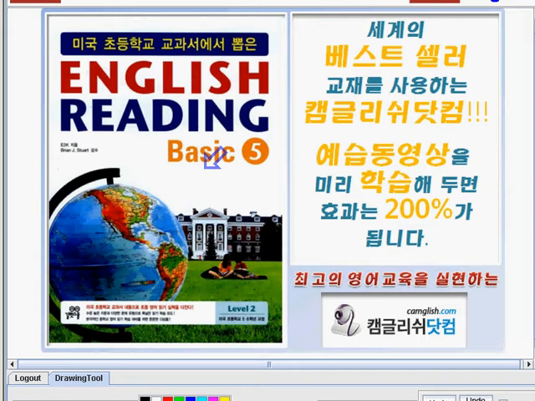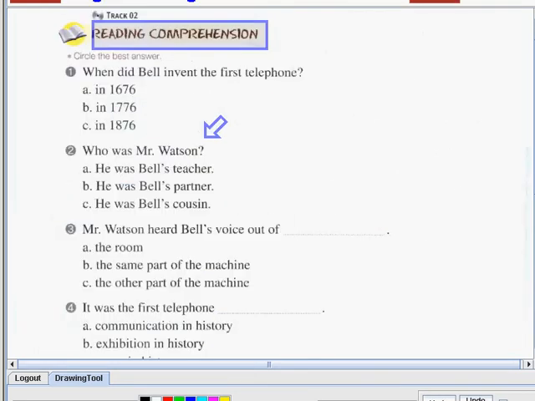Today, we will continue answering the activities from the lesson that we've discussed from our last video in this book, English Reading Basic 5. Those activities will help you to understand more about the article and to widen your vocabulary. So now, let's begin. Today, we will answer 3 activities in this page. Those activities are related to our article that we've discussed on our last video.